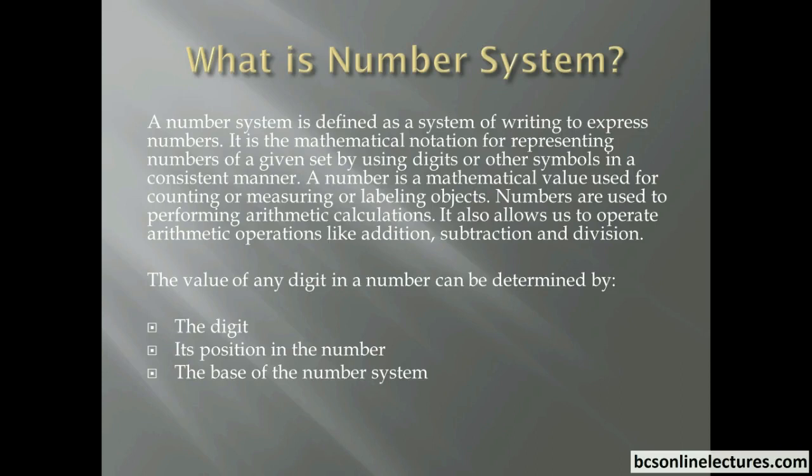But also we need to know the base of the number. The base of a number system is simply how many symbols we use in that particular number system. We call it the base. For example, 0 to 9: how many symbols, how many digits? There are 10 symbols, 0, 1, 2, 3, 4, 5, 6, 7, 8, 9. So we call this the base 10 number system. If you have only 5 symbols, we call it a base 5 number system. The number of symbols we call the base of that number system.